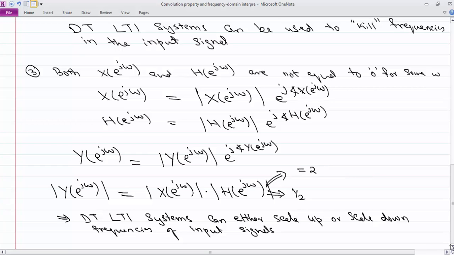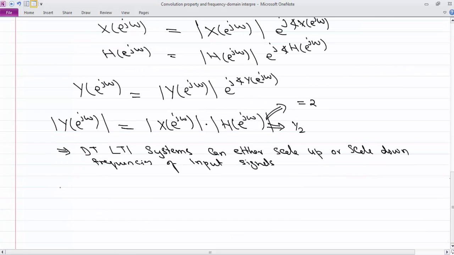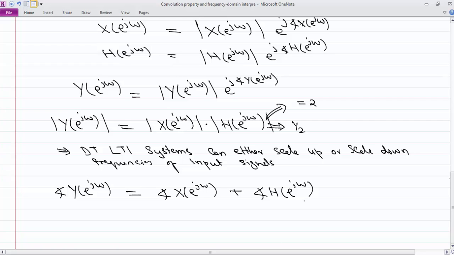Now, the phases, of course, get added up. So the output phase of a frequency is going to be the phase of the frequency in the input signal plus the phase of the frequency in the Fourier transform of your impulse response.